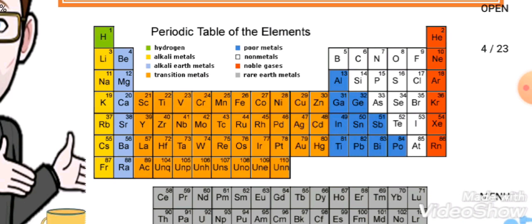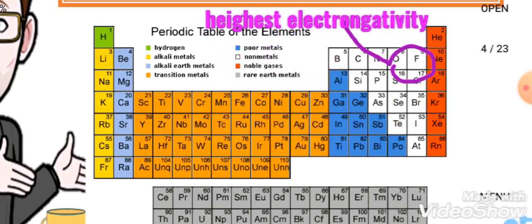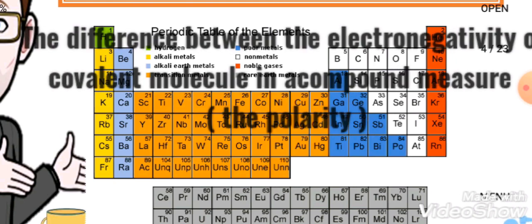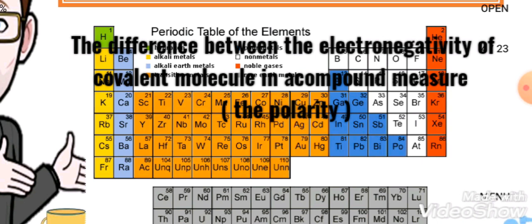For example, if we mention fluorine, the electronegativity of fluorine, at the top right side of the modern periodic table, is the highest electronegativity of any element. So it's almost equal to 4. It's a very large number. And the difference in electronegativity between the elements forming a covalent molecule measures the polarity of this molecule.